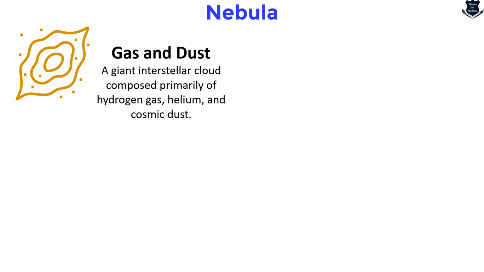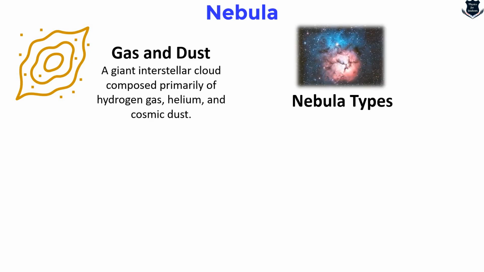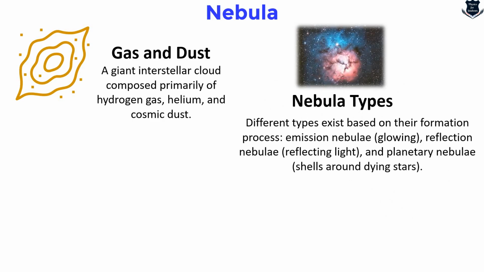If I go by nebula, then you see these are actually gas and dust. So a giant interstellar cloud composed primarily of hydrogen gas and helium. The nebula types are different. For example, emission nebula, which is glowing, reflection nebula, reflecting light, planetary nebula, shells around dying stars, are different types of nebula which can be classified.